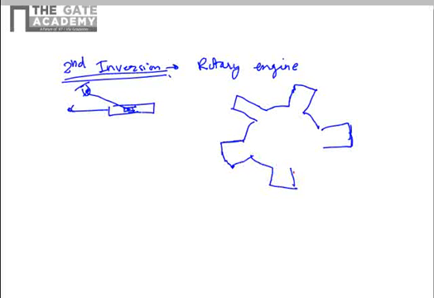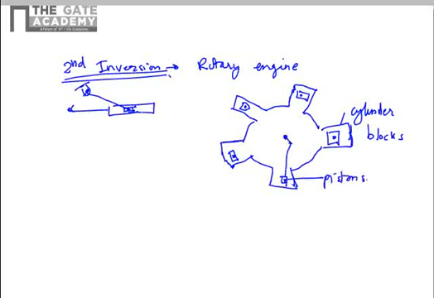So you have a radial cylinder arrangement. These are all cylinders, cylinder blocks, and inside each cylinder you have a piston. So piston, and they are connected to the crankshaft. So this is the center of the crank. So crank center. This is the crankshaft, and this is the connecting rod.